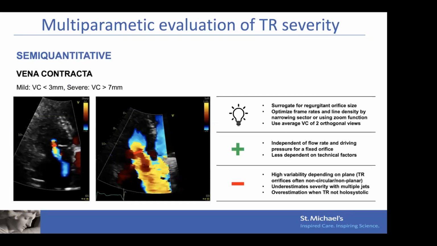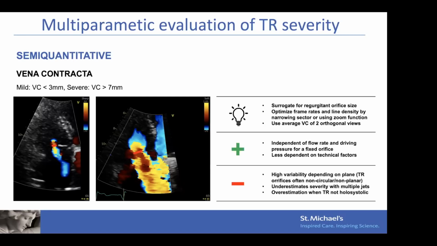In addition to the qualitative Doppler, you also have semi-quantitative assessment, vena contracta being the most commonly used. The recommendation is to use an average of 2 vena contractas and 2 orthogonal sides, and this is because the tricuspid regurgitation orifice is typically non-circular, meaning that there's a high variability of the vena contracta based on the imaging plane you're using. The main benefit is that it's more independent of flow rate and driving pressure, and also less dependent on the technical factors, in contrast to, for instance, jet area.